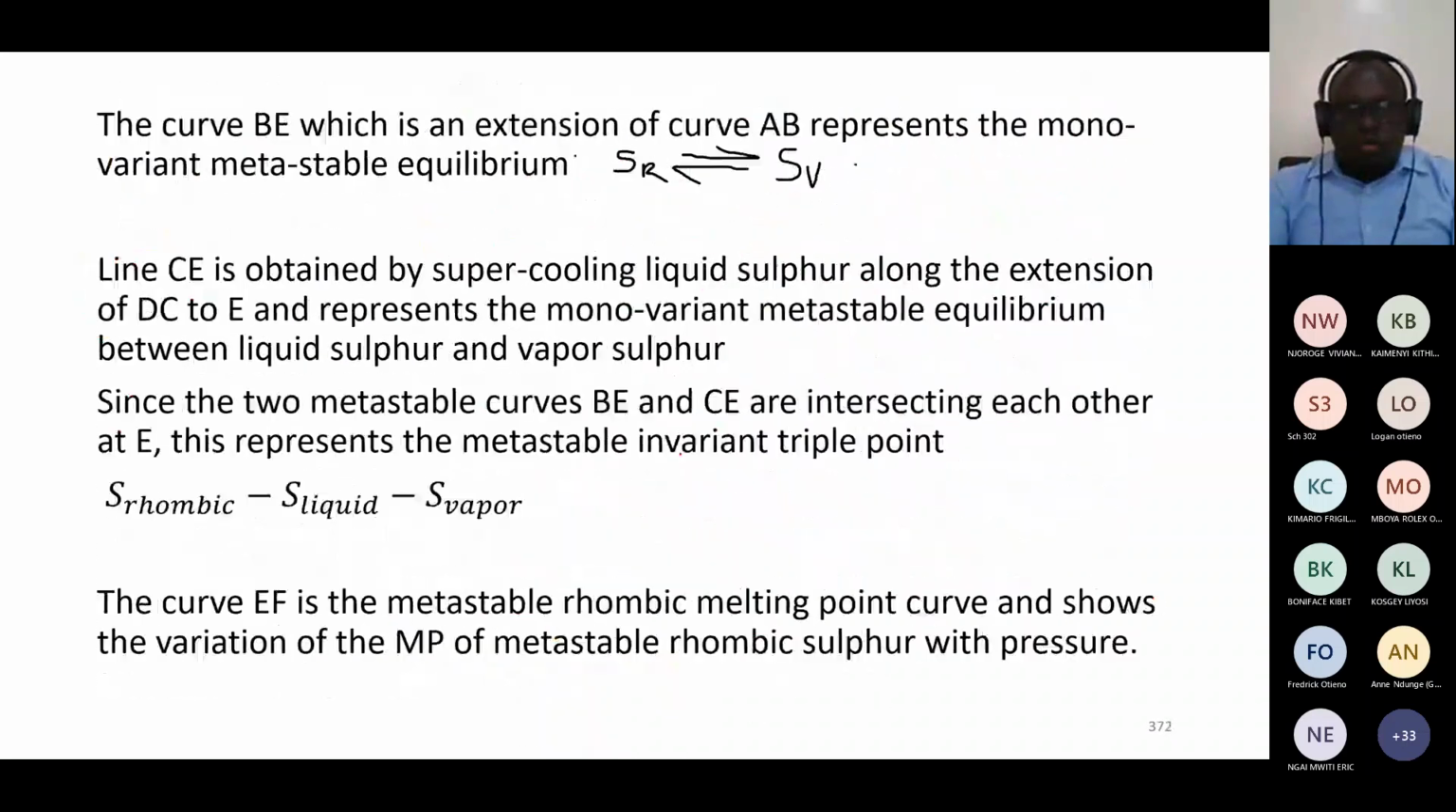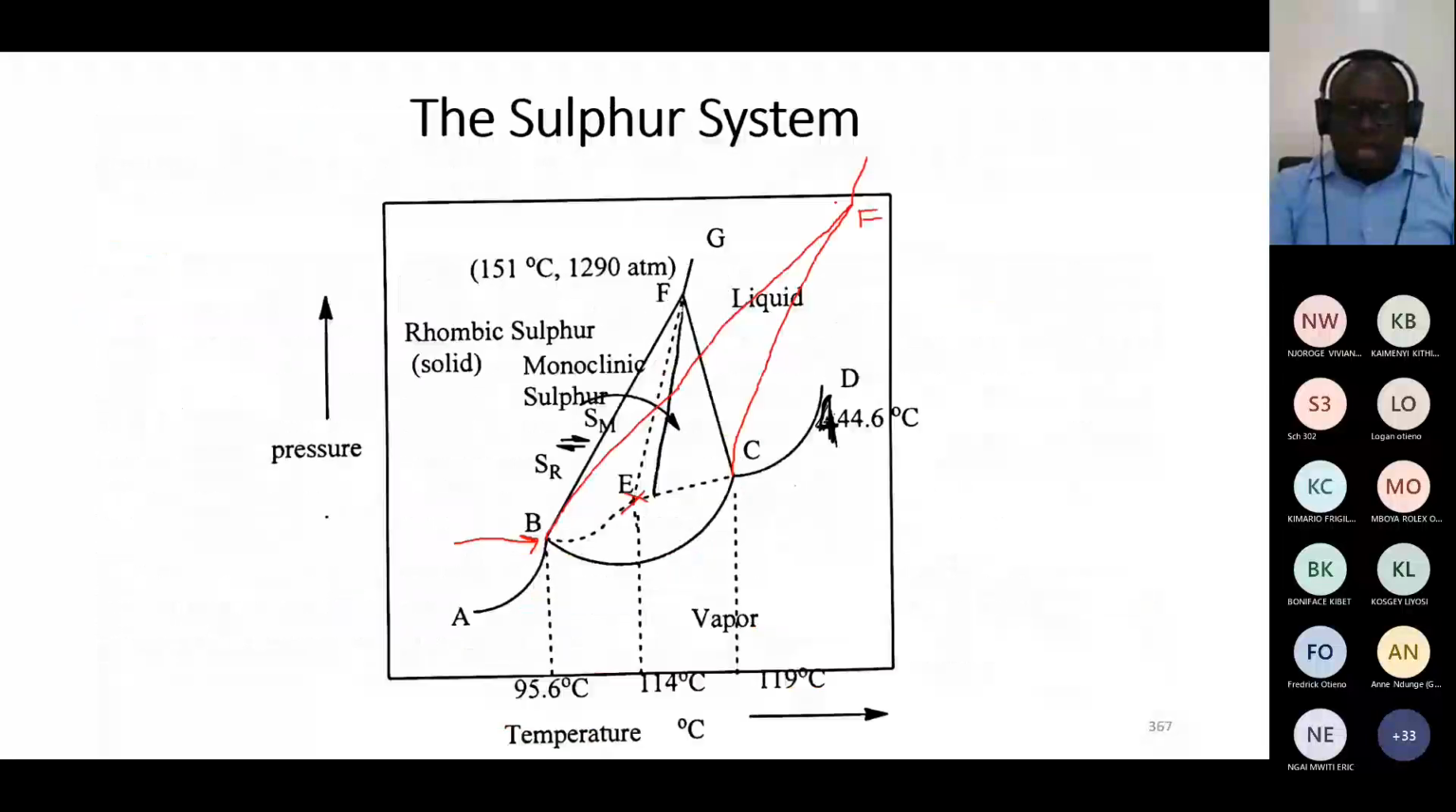So the curve BE, which is an extension of curve AB, represents the monovariant metastable equilibrium, where you have the rhombic sulfur at equilibrium with the sulfur vapor. I'm going to be moving back and forth so that you can see this. So here, just a second, we have the rhombic sulfur and the vapor sulfur at equilibrium along this line, BE.